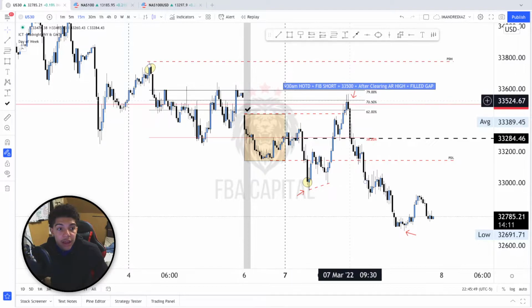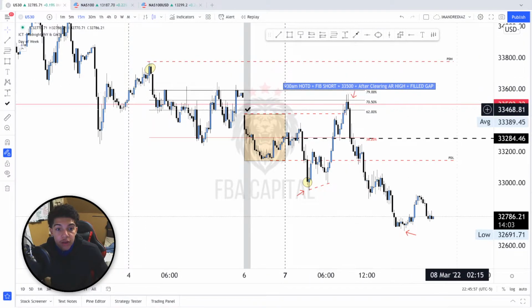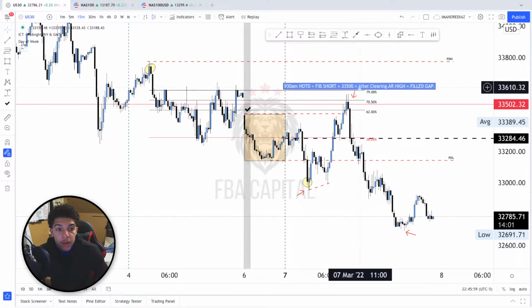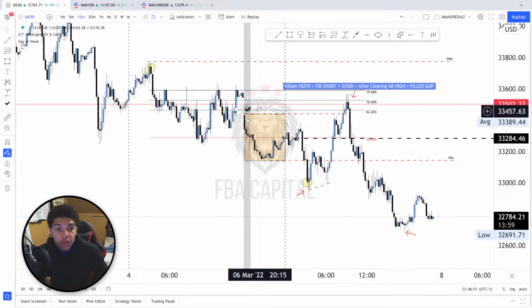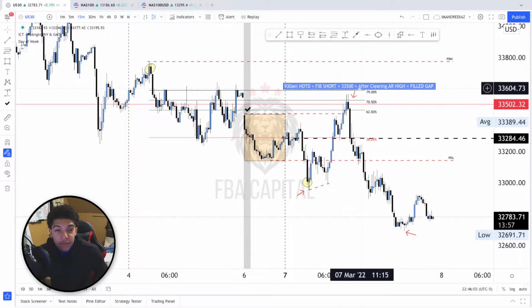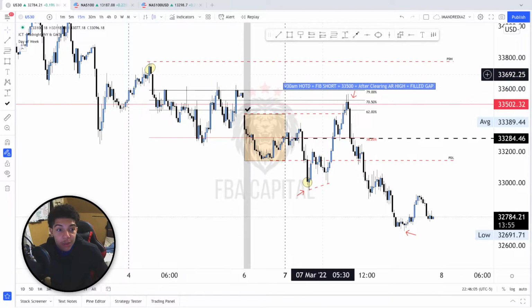We're making the high of the day during the New York session, two confirmations. Fib short from the previous day's high, three. 33,500 big figure level, and we start to close below it, four. After clearing the buy side liquidity above the Asian range high, five. And then filled the gap, which is about six confirmations.